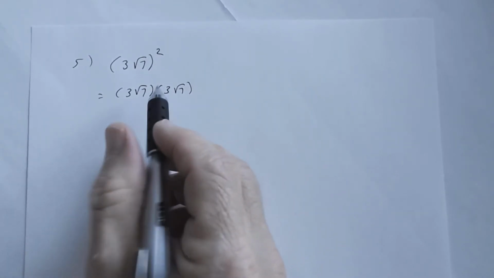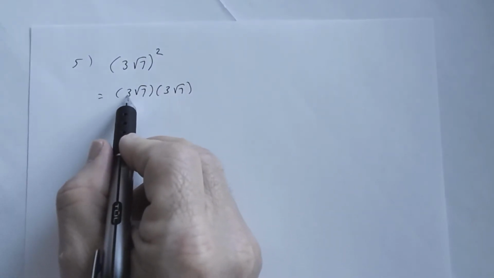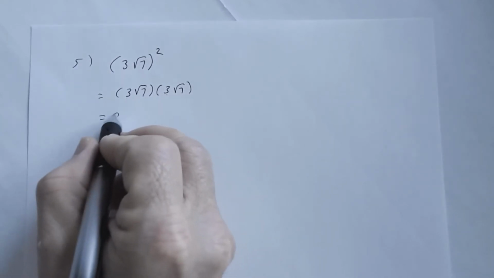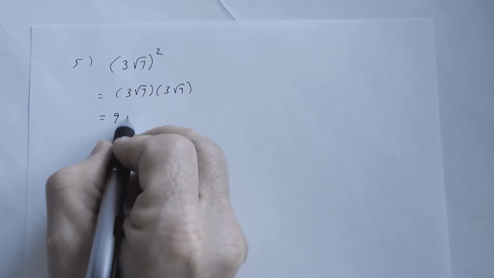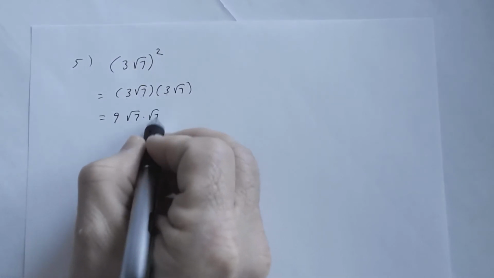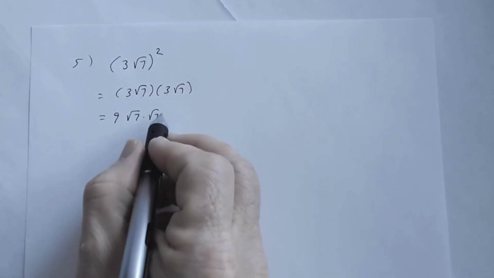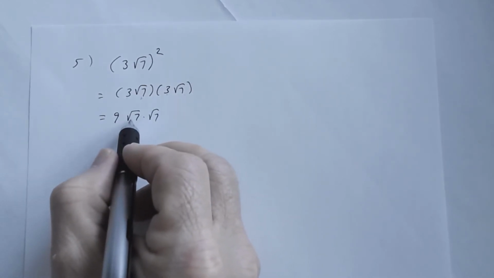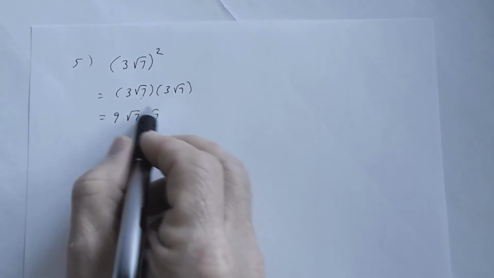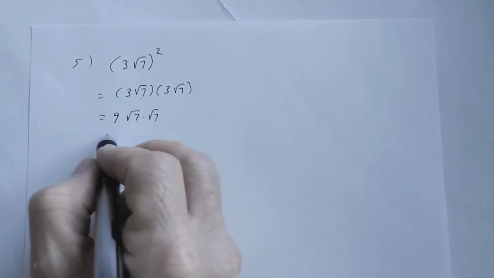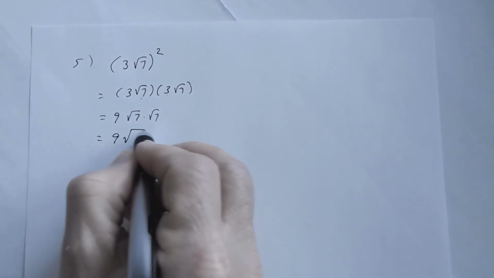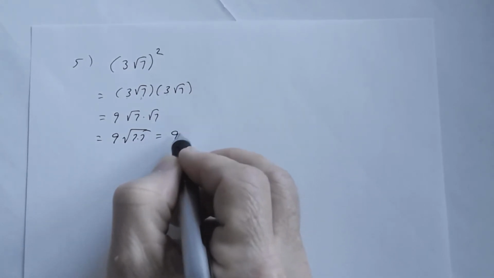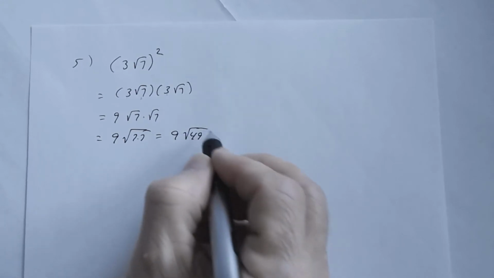Okay, so let's think about that. Well, I know that 3 times 3 is 9, so that part's easy, right? And then let's look at the square root of 7 times the square root of 7. Y'all agree? Using the product rule, I can write this as 1 square root. And so when I do that, I get 9 times the square root of 7 times 7. So that becomes 9 times the square root of 49, correct?